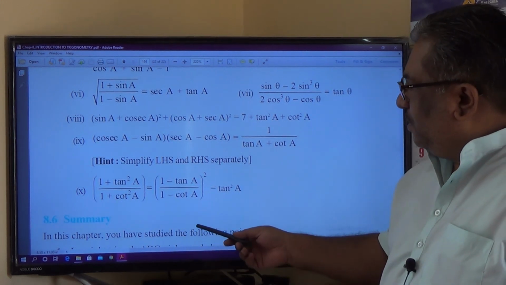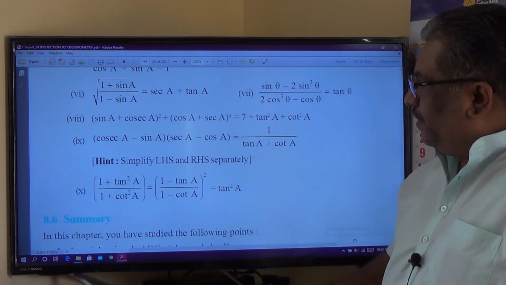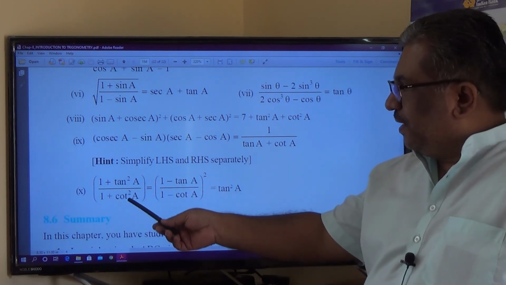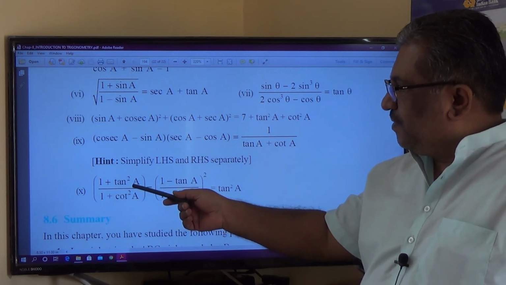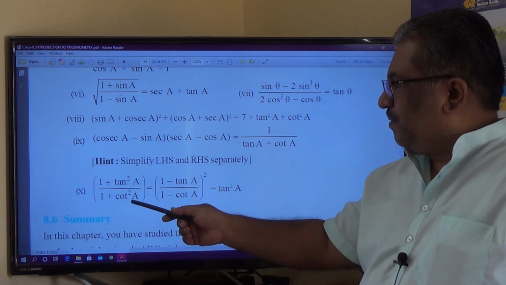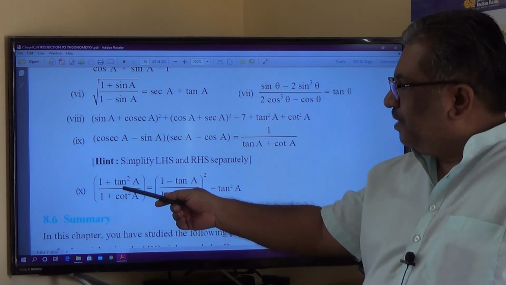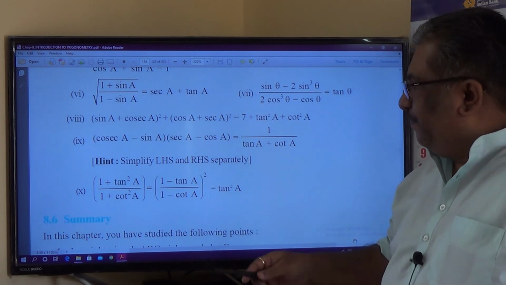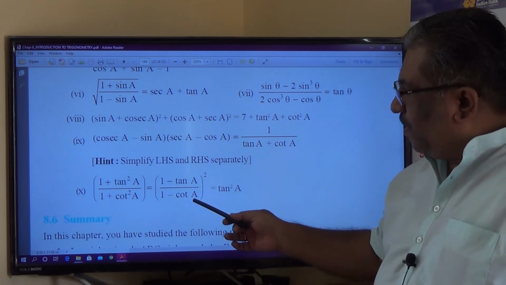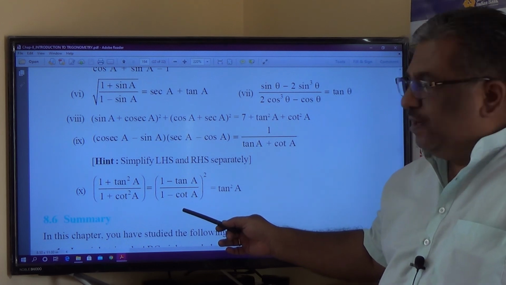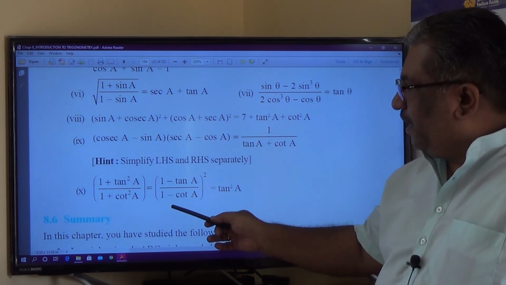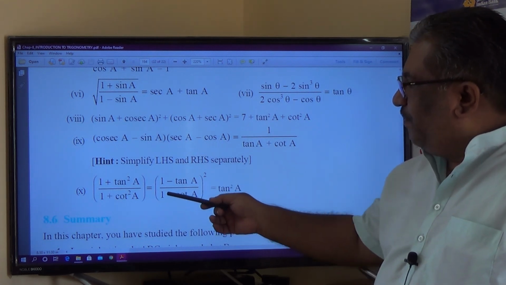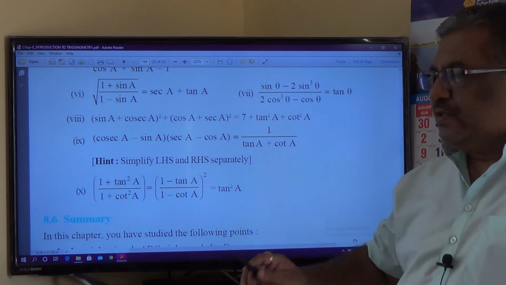Last question, 10th question. It is a homework for you. Solve it yourself. Here, try to convert this into sin cos ratios, or no, not sin cos. You can do it directly. 1 plus tan square is secant square A. 1 plus cot square is cosec square A. So sec square divided by cosec square is tan square A. You check yourself, you will get it. Here 1 minus tan A divided by 1 minus cot A is there. Cot can be written as 1 by tan A. So this is tan A minus 1 divided by tan A, 1 minus tan A. So by that one, if it is possible to prove, you check it yourself. So this is the homework.